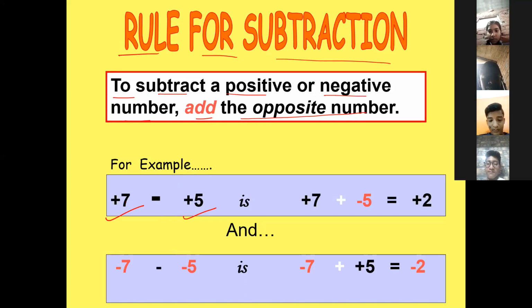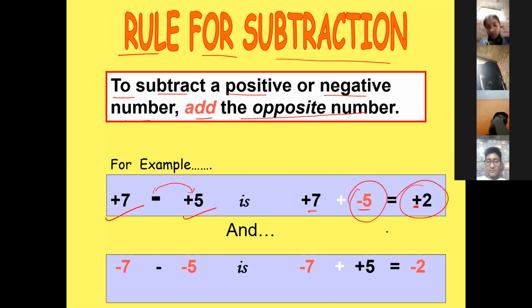So what we have done: positive 7 minus positive 5 is, you can say, positive 7 and negative 5. Why negative 5? Because this negative and positive sign become negative. Plus, minus, minus. So this is now negative 5. And now the positive number is greater. That is why we will use the positive sign, and 7 minus 5 is 2. So the right answer is positive 2.